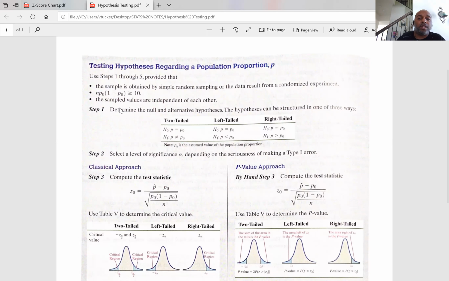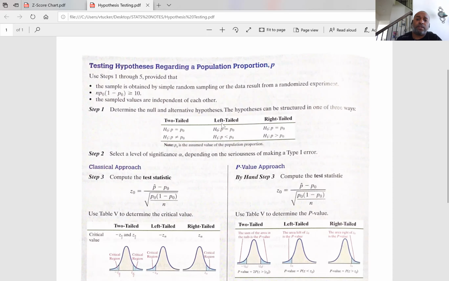And if these three conditions are met, then we can follow our hypothesis testing. So, the sample is obtained by a random sample, and then sample values are independent of each other. So for the most part, that's going to be the case. It's just that they may ask you to test these numbers, and I'll show you a problem in a second. So from there, you have three options. And we talked about this when we talked about 8.1.